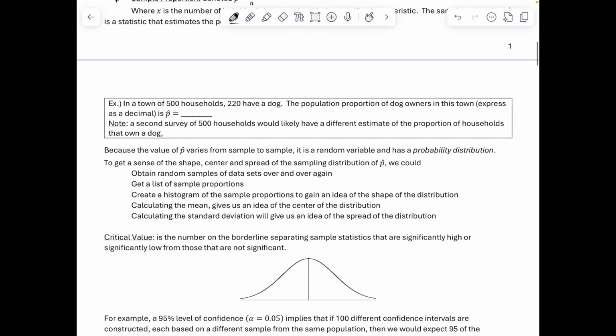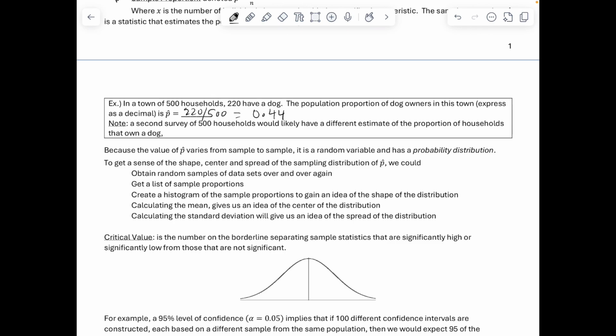The example on the next page says, in a town of 500 households, 220 have a dog. The sample proportion of dog owners in the town, expressed as a decimal, is p hat equals, and so we're going to divide 220 by 500. So the number of people with that characteristic, which is owning a dog, divided by the total in our sample. And this works out to 0.44 as a decimal.